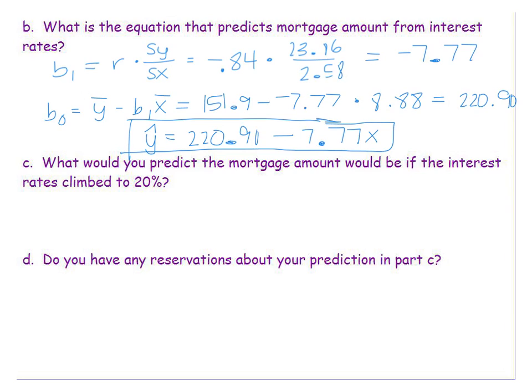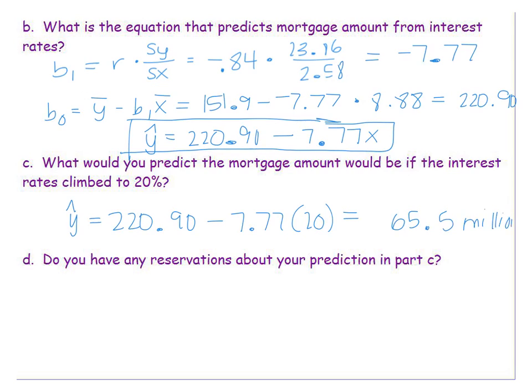What would you predict the mortgage amount would be if the interest rates climbed to 20%? So this is a prediction. So I'm plugging 20% in for X. So Y hat equals 220.90 minus 7.77 times 20. Put that in your calculator, and I end up with 65.5, and this is in millions of dollars. So I'm going to write million, and I'm going to put a dollar sign.